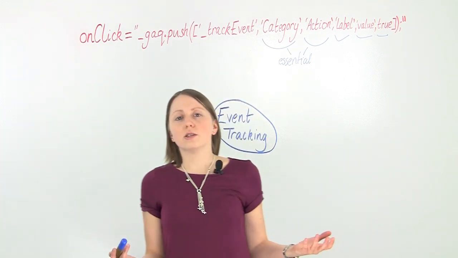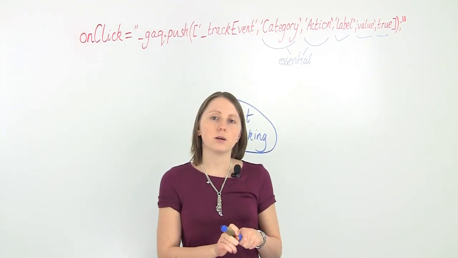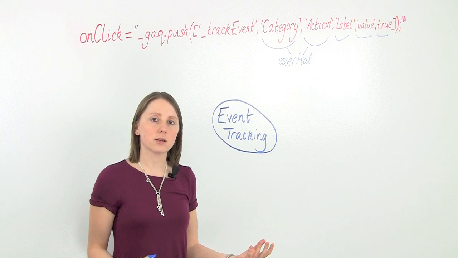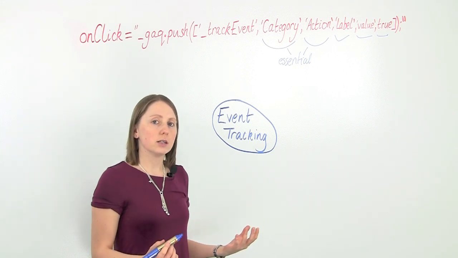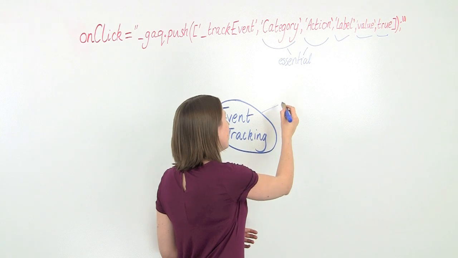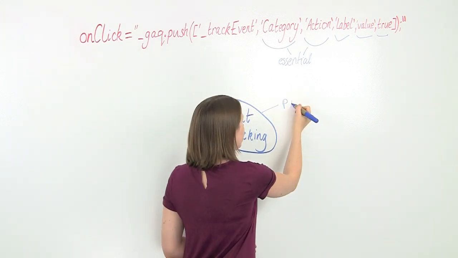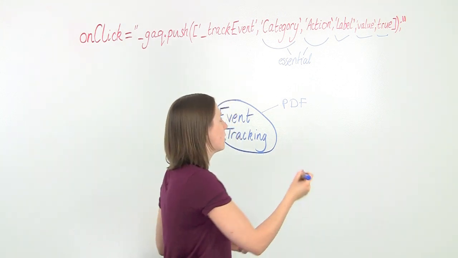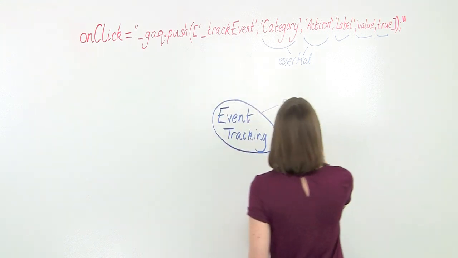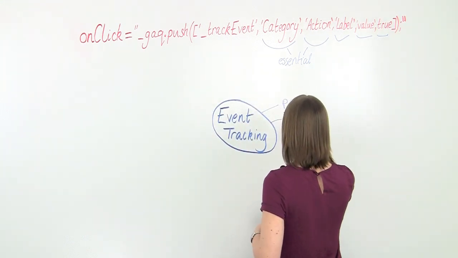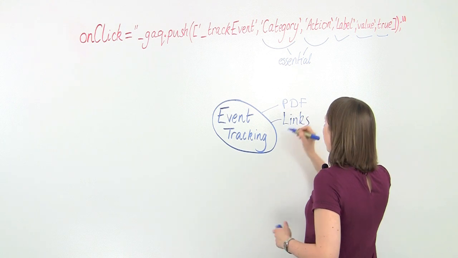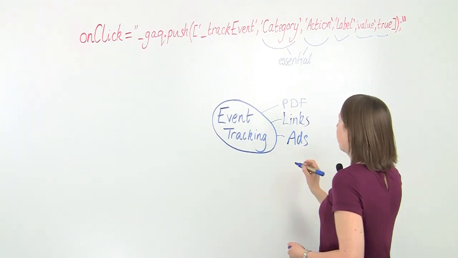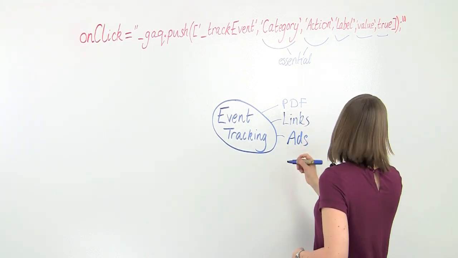So what do we use it for? Let's start with some examples. The simplest form I've basically explained already, onclick. When somebody clicks something, we want it to trigger an event. So we might be tracking things like PDF downloads. We might also be tracking people clicking on external links. It could be internal links. It could be your adverts as well. It could be any kind of link. So we've got PDFs, links, ads.